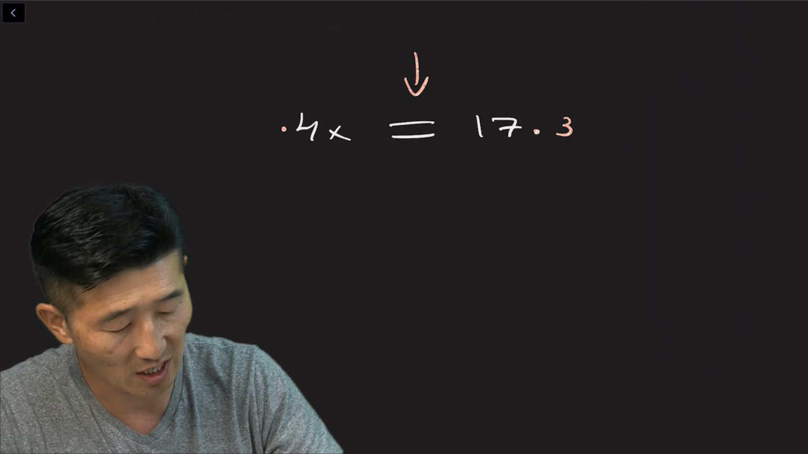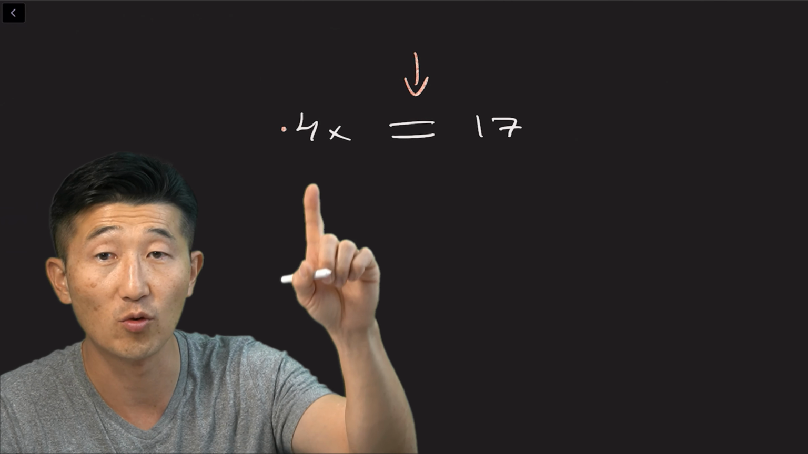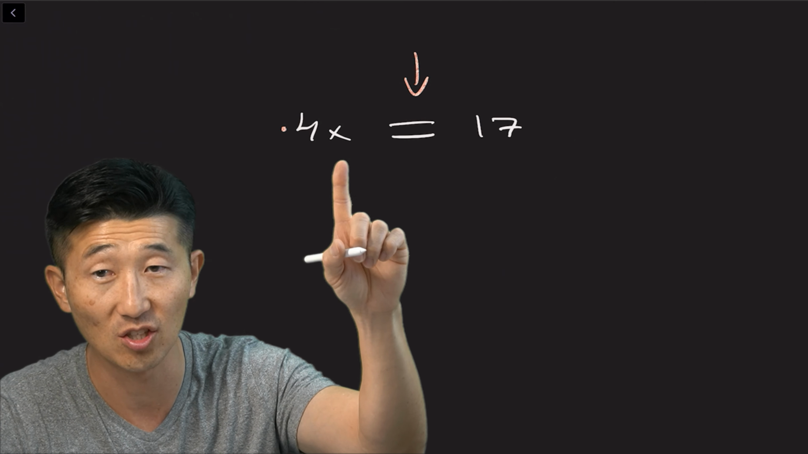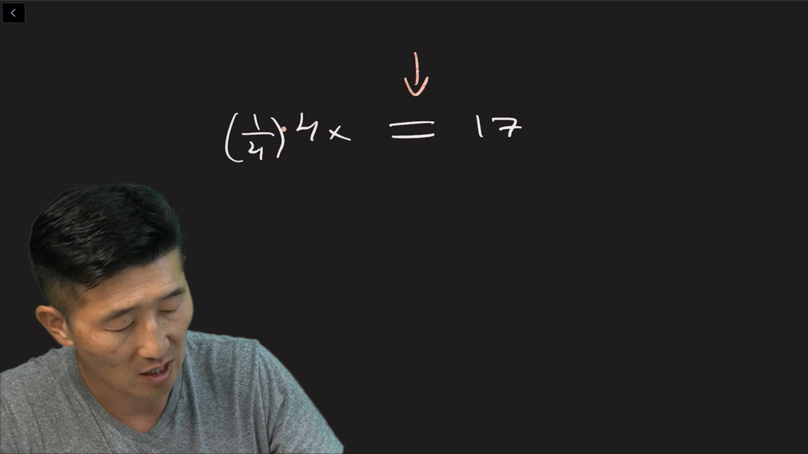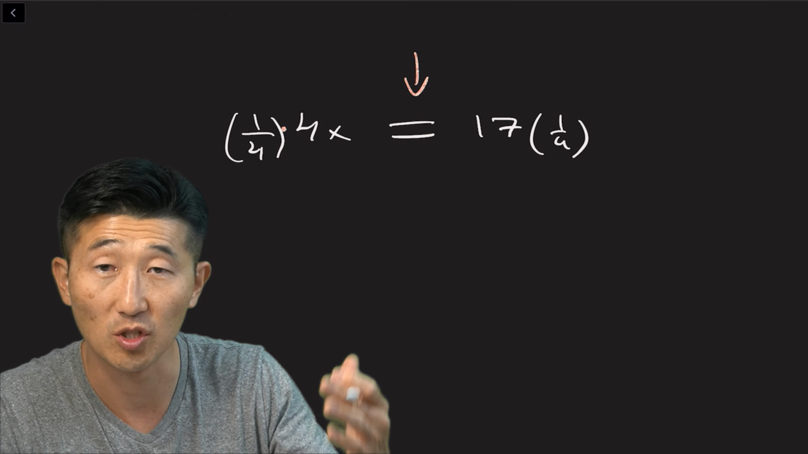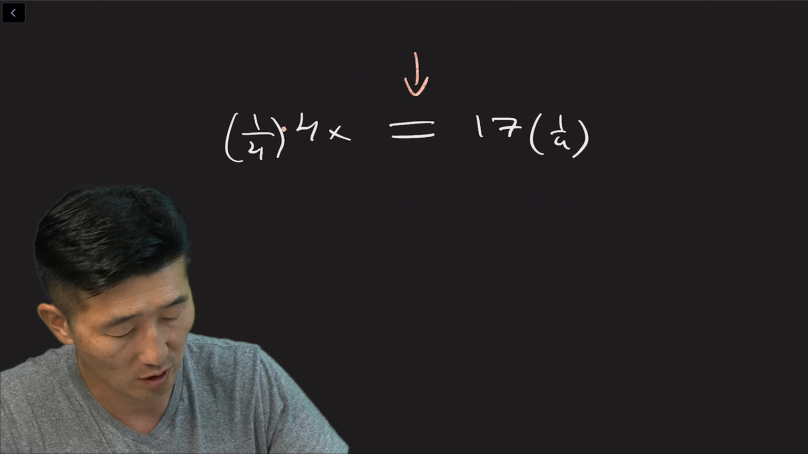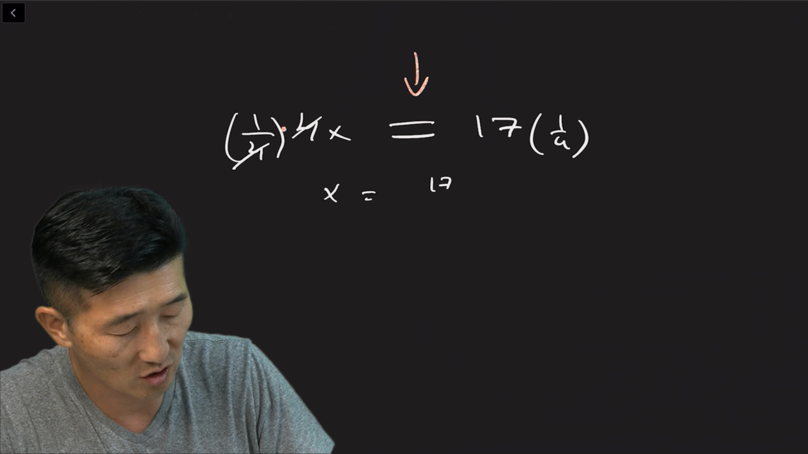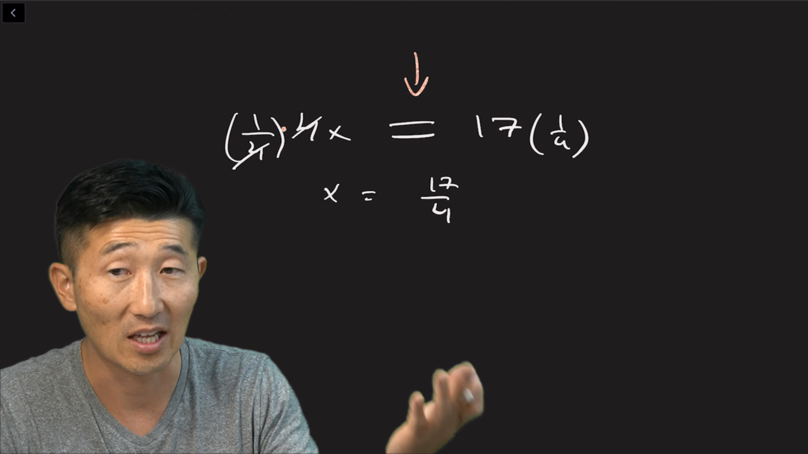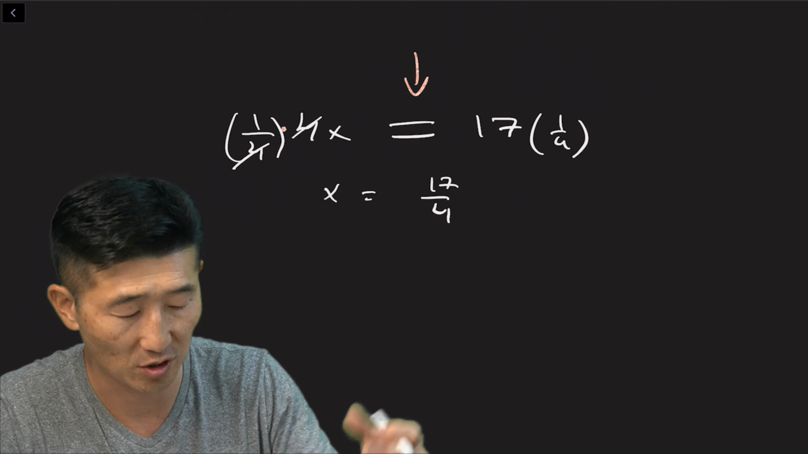What you want to do in this case is obviously try to get rid of the 4 so that x is isolated. And we do that, again, by multiplying both sides by 1/4. I know some teachers will say divide both sides by 4. You cancel those two out, and then you have x equals 17 over 4. You can add to both sides. You can subtract to both sides.